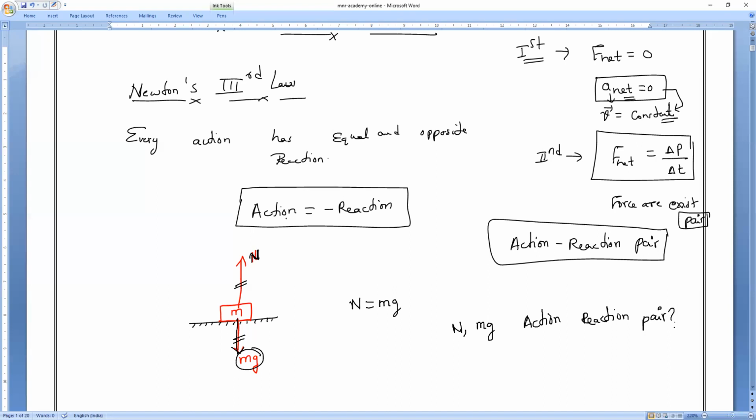At least say yes or no. What are you thinking? Is it a normal reaction, and is weight mg considered an action-reaction pair? That is my question to you. Anybody? So let me consider a free body diagram.